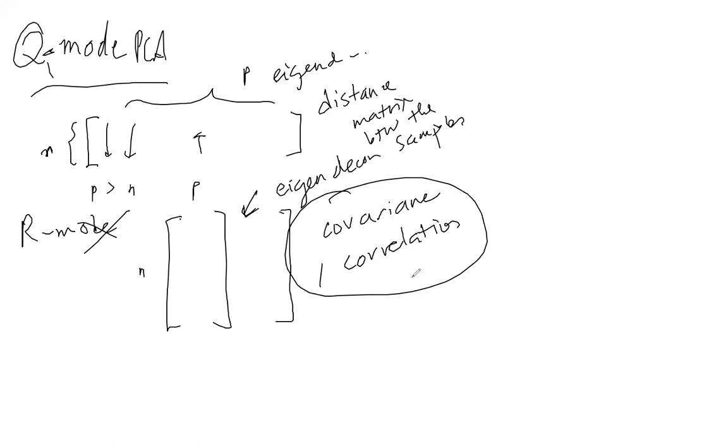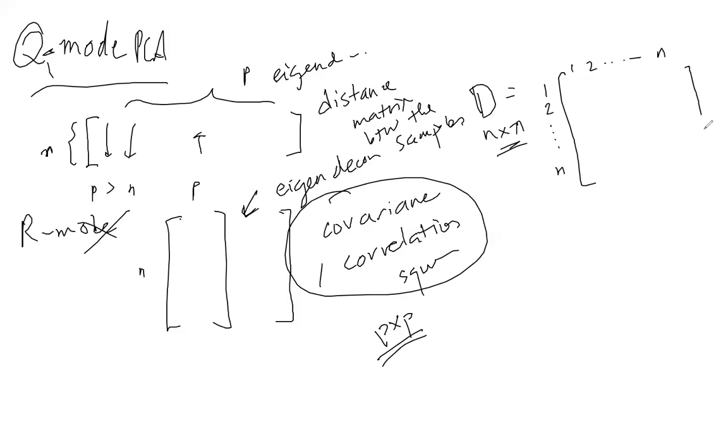So this is a square matrix, right? This is a P times P square matrix. In Q mode PCA, the information content is a distance matrix between the samples. So this distance matrix is actually n times n. It basically is sample 1, 2, 3 until n. And in this distance matrix, the diagonal is all 0 because the distance between one sample with itself is 0.